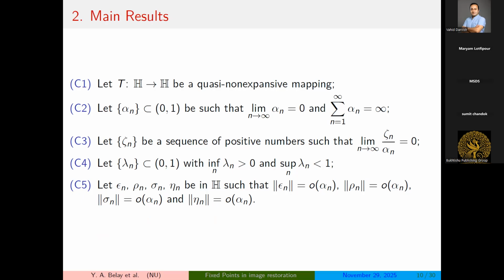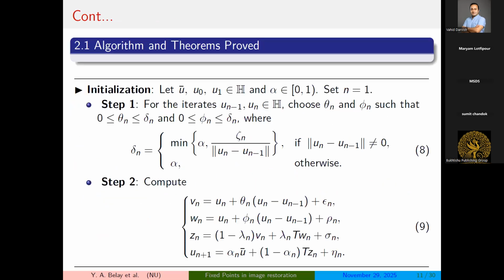So with these assumptions, we introduced our algorithm like this. Here we have two general steps. The first step is for the inertial steps, and the second step is a set of iterations which takes us to the Halpern type iteration. Here we have two steps for the inertia.